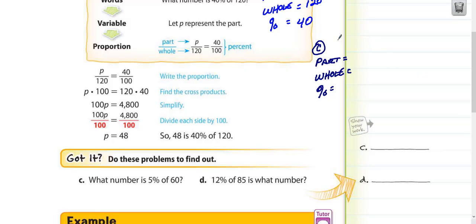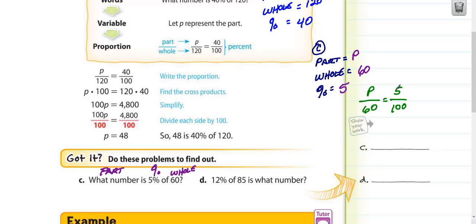Okay, we're back and we're ready to solve C. So what number is 5% of 60? Well, this is the part, the what number. This is the whole, the 60. And of course, the 5% is the percent. So 5%, 60, the unknown. They call it P for part. So let's build our proportion. We know that's 100. That never changes. This time, the part is the unknown. The percent is 5. And the whole is 60.